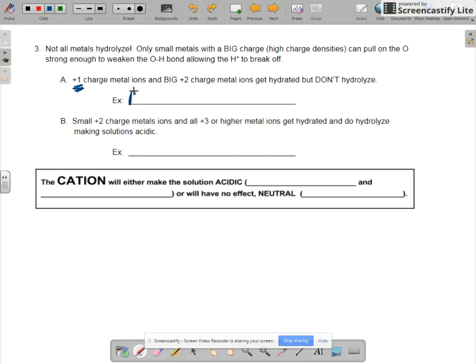So of course, some great examples: alkali metals, like Na+, K+, Li+, etc. They're just not going to be able to pull on that O in a water molecule strongly enough, so that OH bond doesn't get weakened and that H doesn't pop off. It has no effect on the pH. And then I said big +2 charge metal. If you look at the second family on the periodic table, near the bottom, like barium 2+, strontium 2+, not going to undergo hydrolysis. So that's a pretty good list.